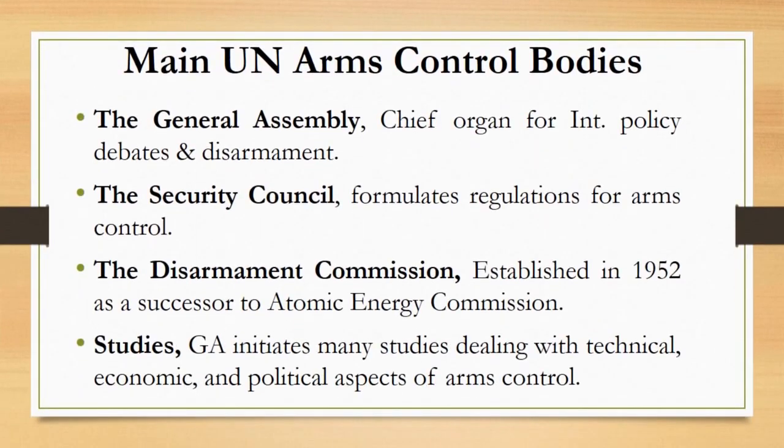Now, what are the main UN arms control bodies? First one is the General Assembly. It is the chief organ for international policy debates and disarmament. Second one is the Security Council, which formulates regulations for arms control. Third one is the Disarmament Commission, which was established in 1952 as a successor to the Atomic Energy Commission. Fourth one is studies. The General Assembly initiates many studies dealing with technical, economic, and political aspects of arms control.